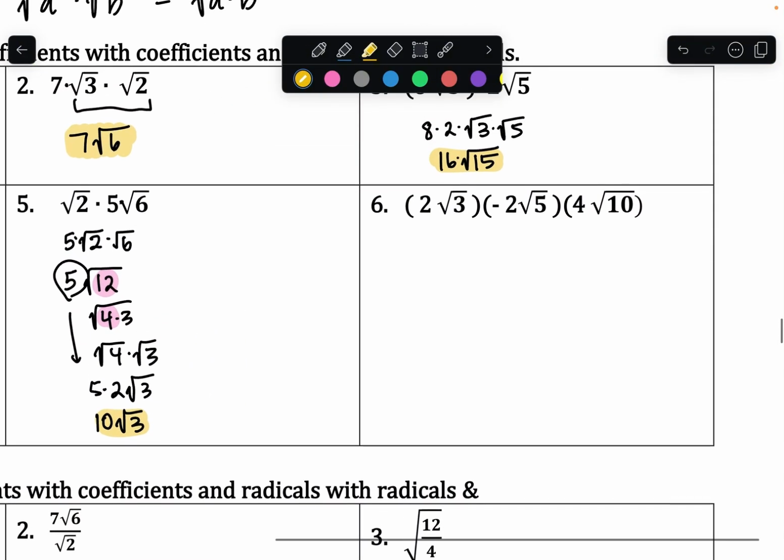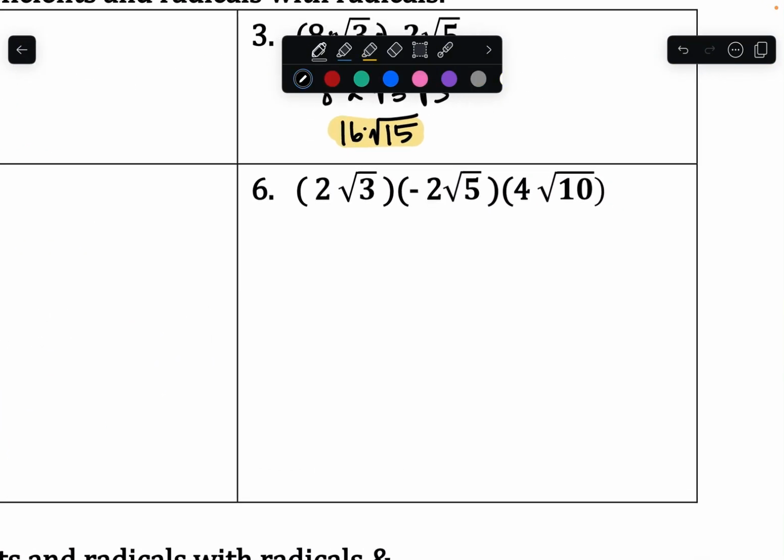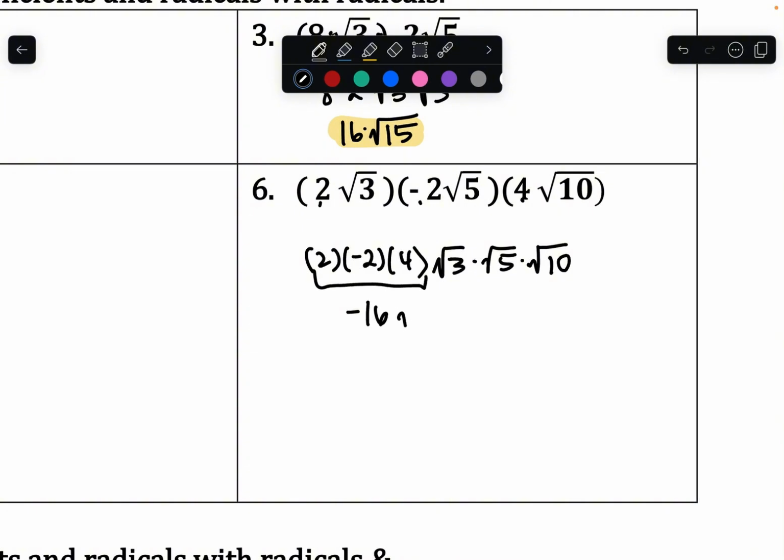Okay, looking at this next example, I have a 2, a negative 2, and a 4 all being multiplied by each other. So I'm going to go ahead and just put those in front because I'm going to combine those. And then I have a square root of 3, a square root of 5, and a square root of 10. Okay, and so 2 times negative 2 is negative 4, times 4 is negative 16 for that number out front. And then 3 times 5 times 10 is 150.